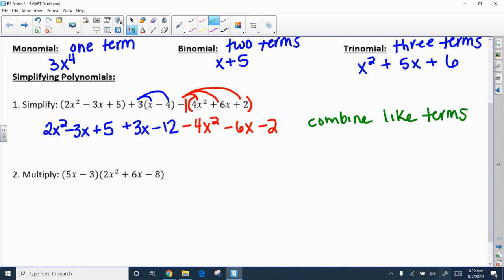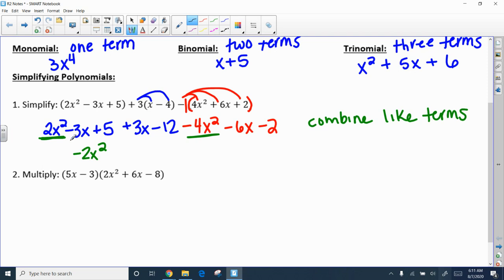So like terms have to have the same variable and exponent. So here is one set of like terms. Those are the terms that have an x squared. To combine, we're just adding or subtracting. So I have 2x squared and negative 4x squared. If I combine or add those together, we have negative 2x squared.